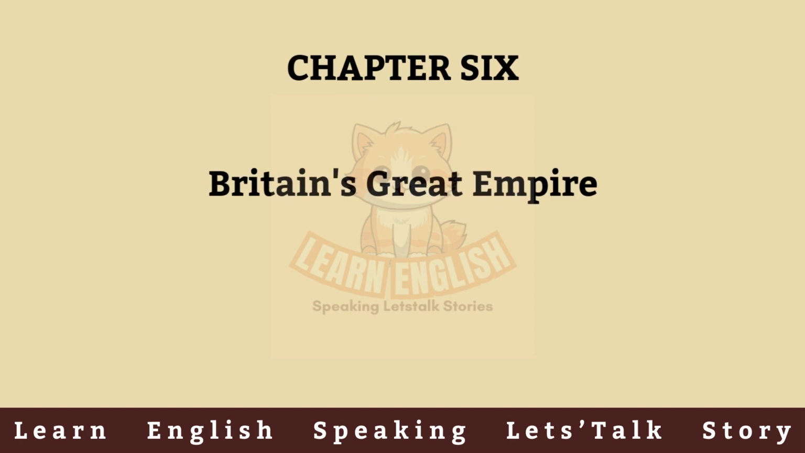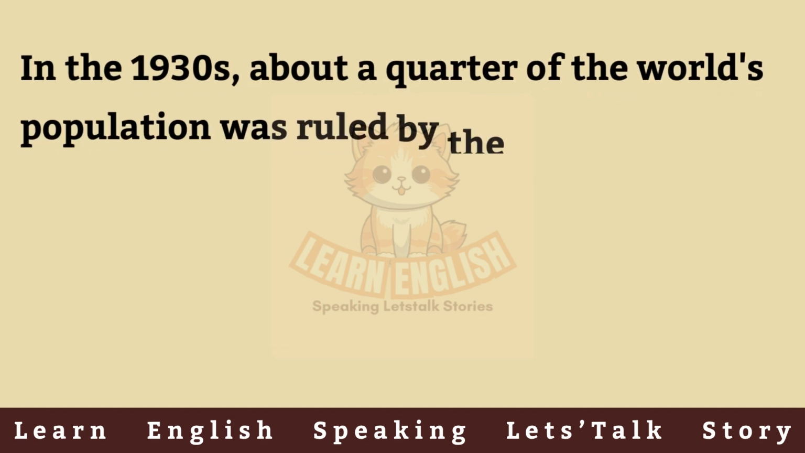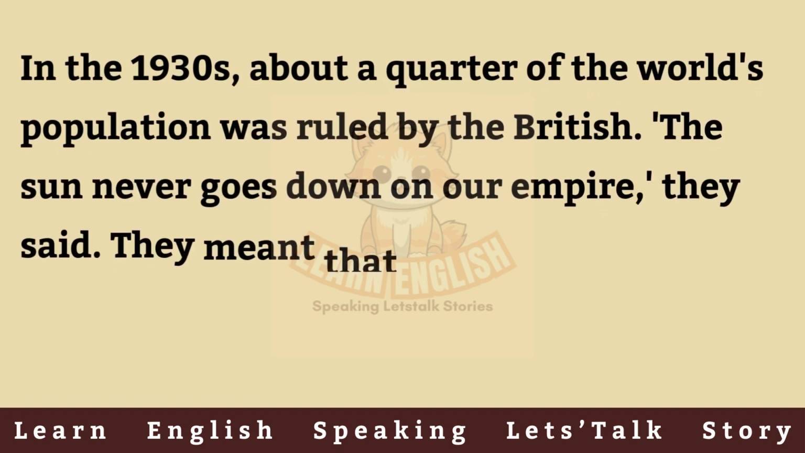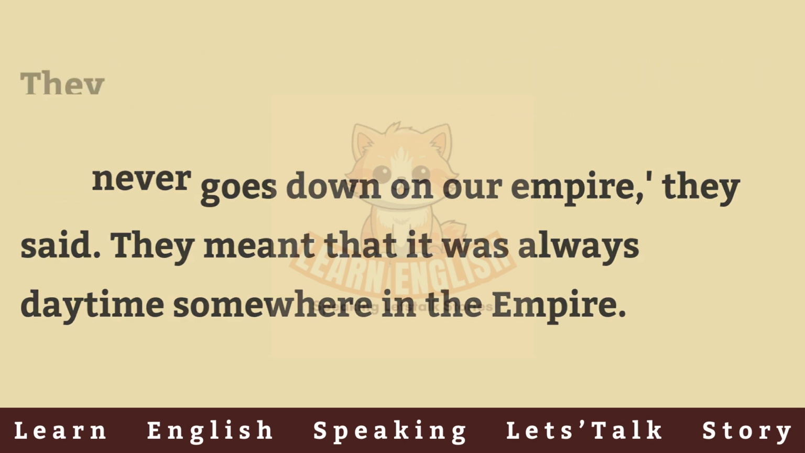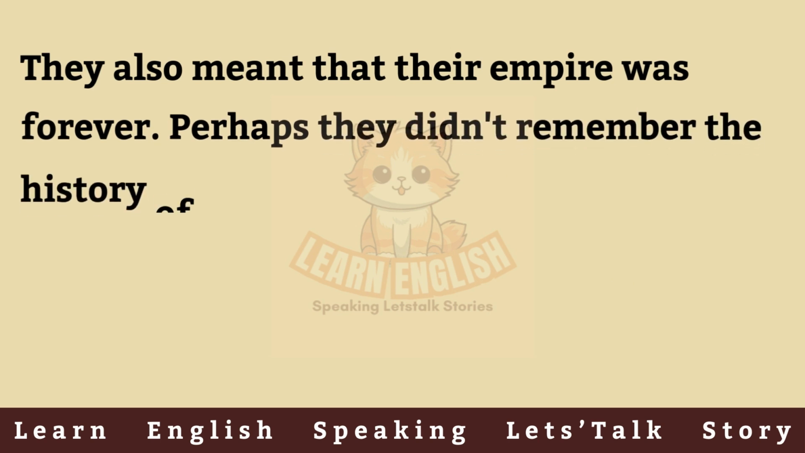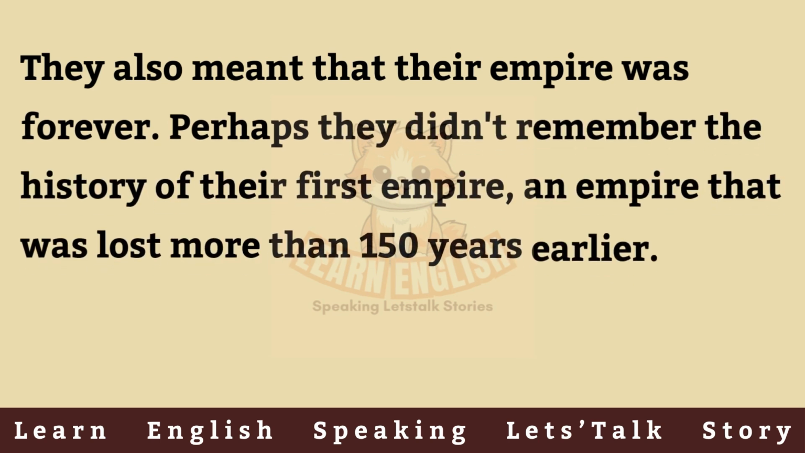Chapter 6. Britain's Great Empire. In the 1930s, about a quarter of the world's population was ruled by the British. "The sun never goes down on our empire," they said. They meant that it was always daytime somewhere in the empire. They also meant that their empire was forever. Perhaps they didn't remember the history of their first empire, an empire that was lost more than 150 years earlier.